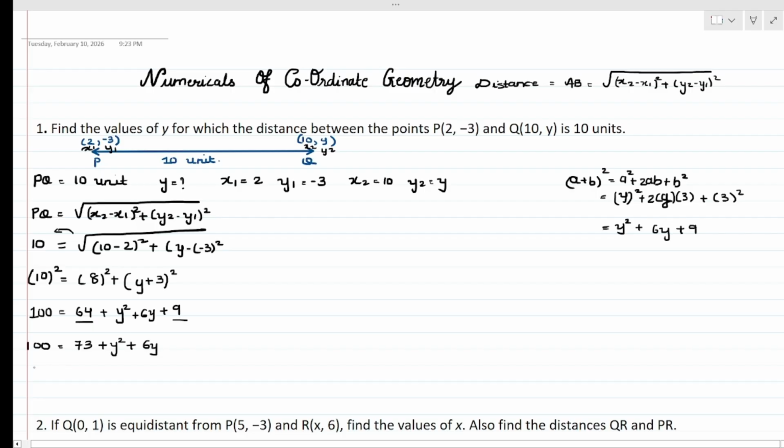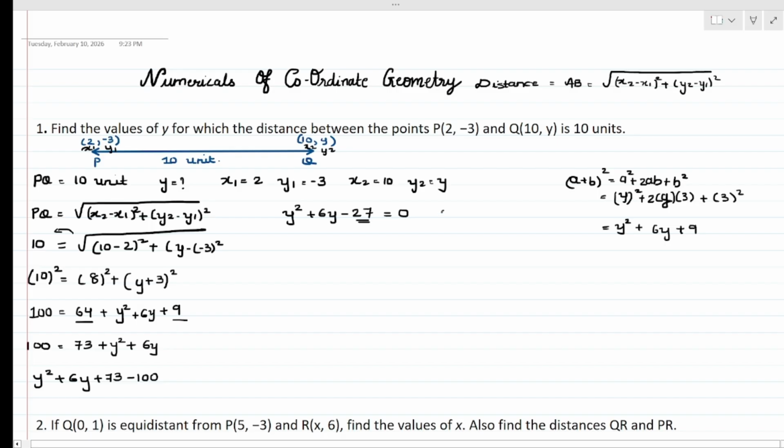Okay. Now change the side of 100. You will get over here y square plus 6y plus 73 minus 100. Okay. Minus 100 from 73, what will be your answer? It will be minus 27. So you will get y square plus 6y minus 27 is equal to 0. By this, what do you remember? We remember the factorization method.